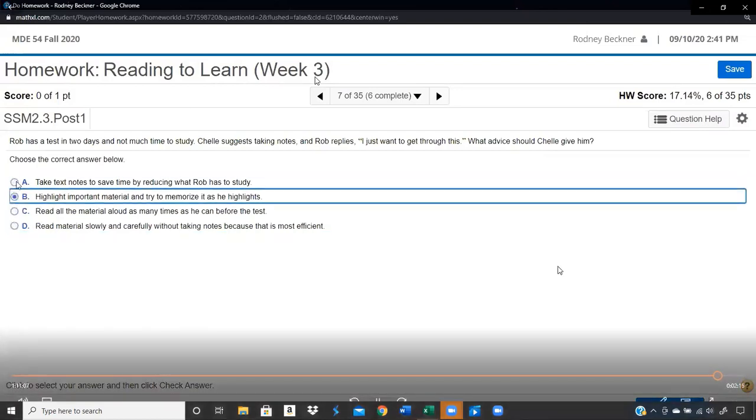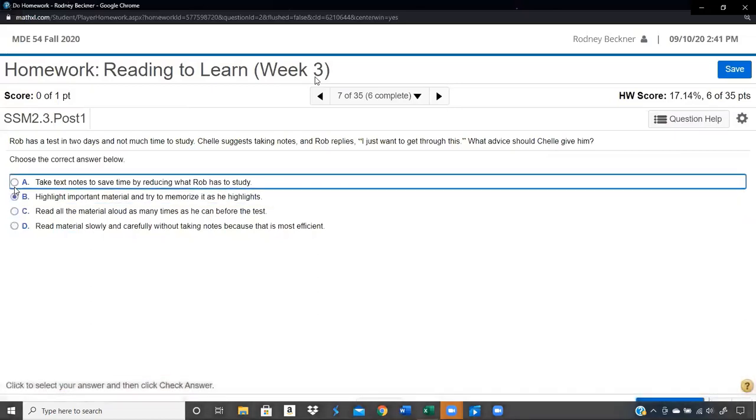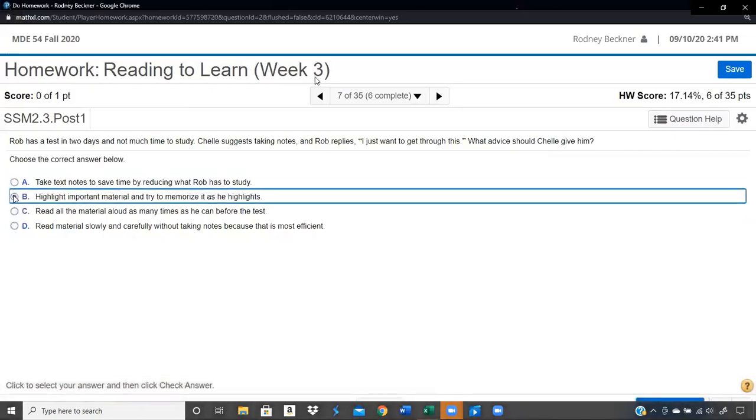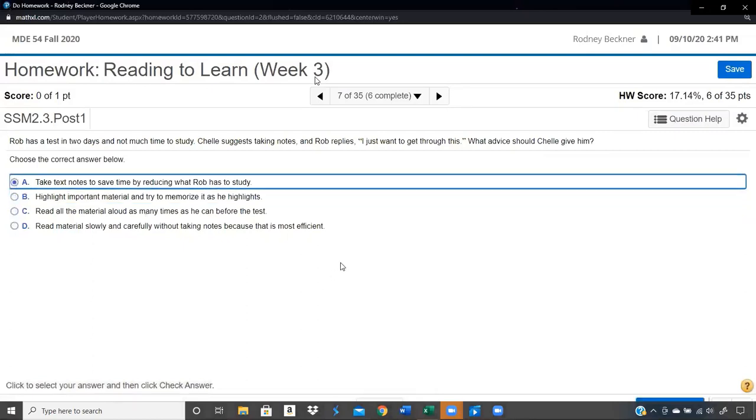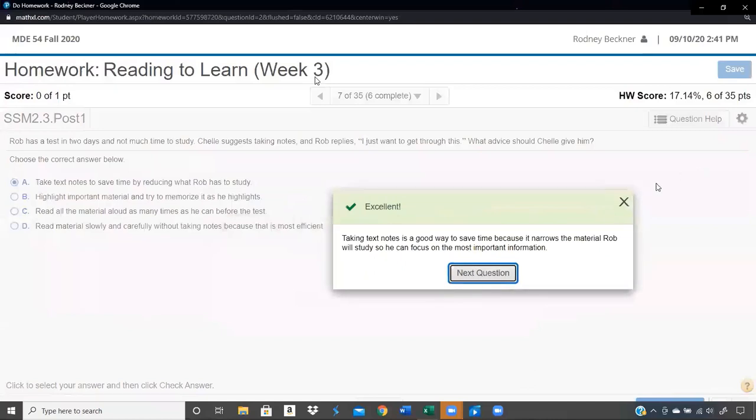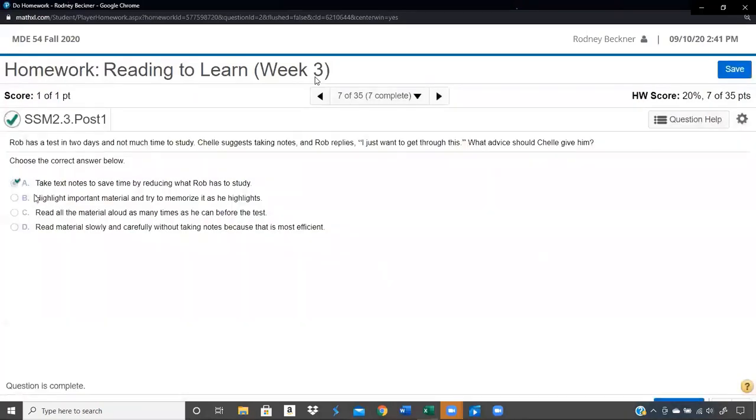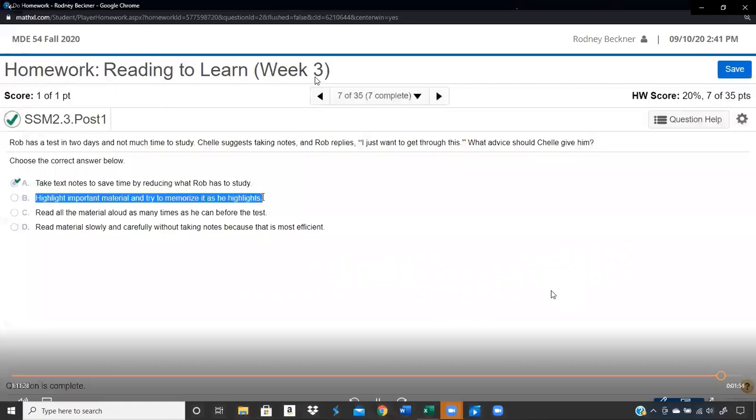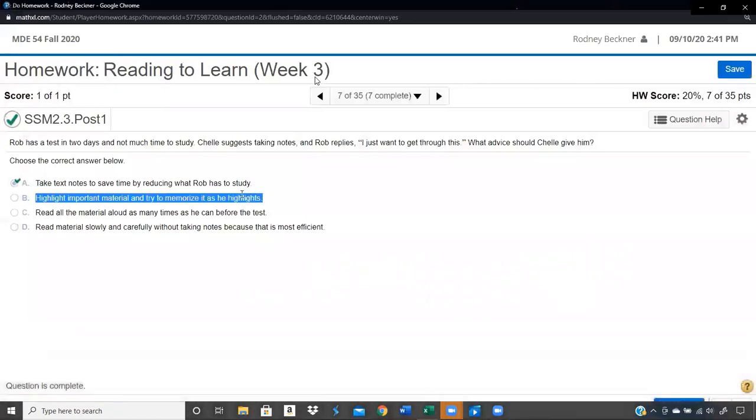So it seemed like it was probably A or B. I think we'd agree. Highlight important material and try to memorize it as he highlights, or take notes to save time by reducing what Rob has to study. A seems like a more blanket scenario, and that's the one that works. Again, B was a good suggestion, but it's just a very minor suggestion, and that should be the very first thing that's done. This is something that should have been done a couple weeks ago. But if you have the time, which Rob doesn't, it could have been helpful.